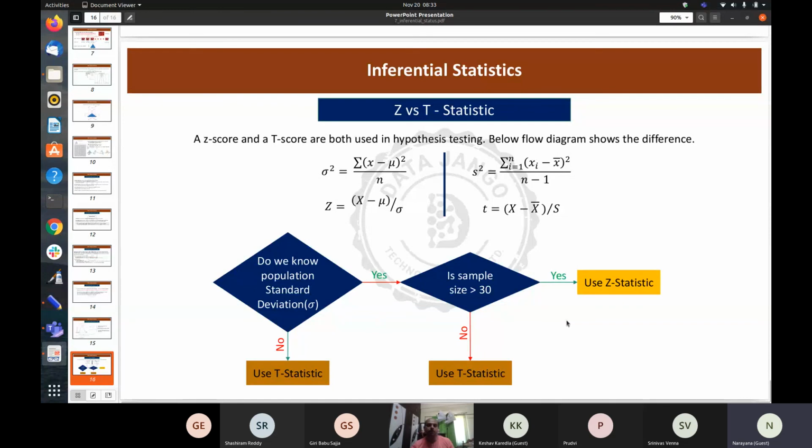Rama, I missed one point here. For t-test, what is the x-bar? Mean. Oh, x-bar is mean. Mean of the data points is x-bar. This is the variance formula. You say sigma, and it's going to be the square root. That is the standard deviation.